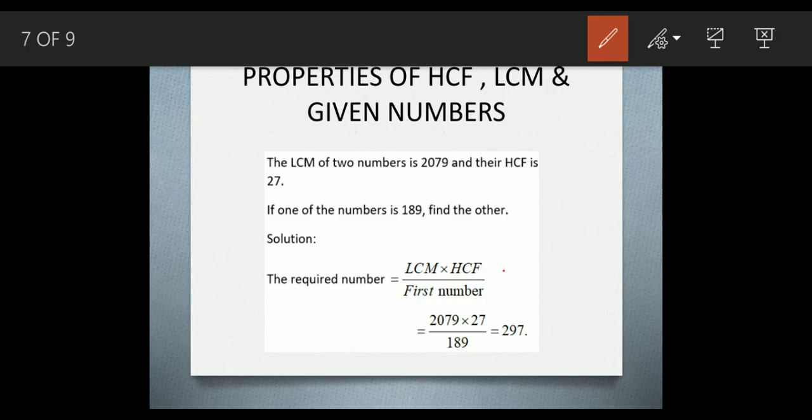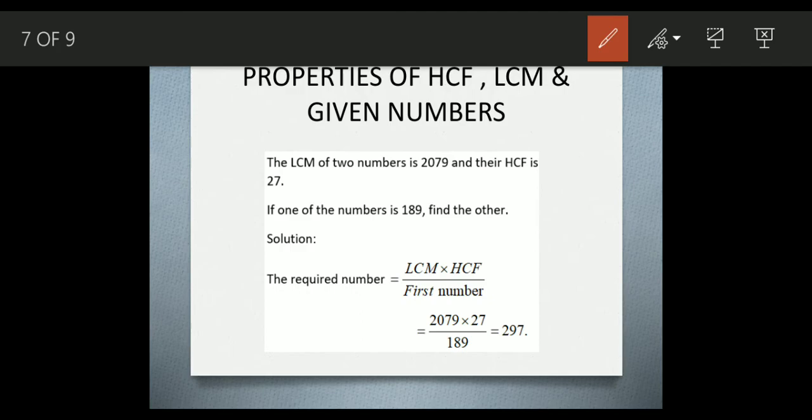First you need to multiply 2079 into 27, like normal multiplication. So what will you get? You will get 56,133. Then you divide this number by 189. So when you divide, what will you get? You will get your answer as 297.